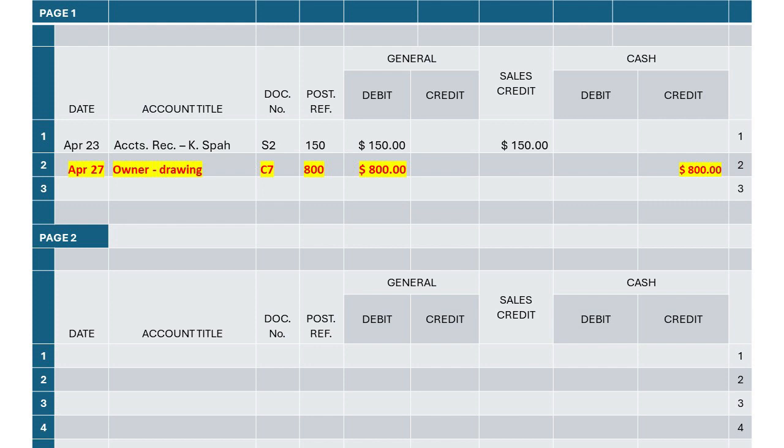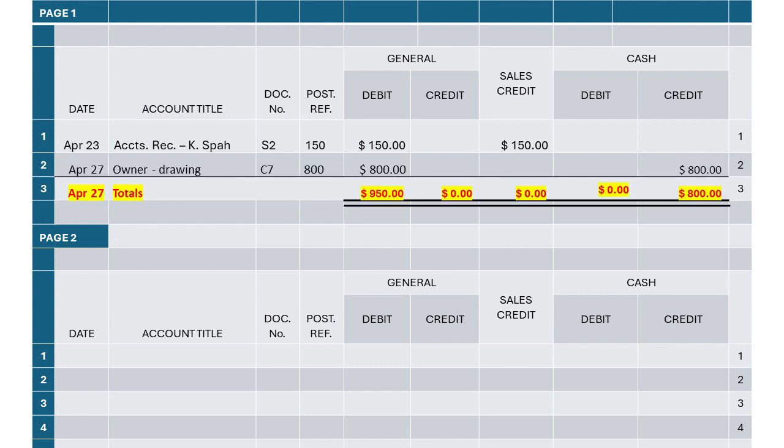Transaction 2, April 27th, paid cash to owner as a withdrawal of equity, $800 C7. On page 74, you can see an example. We put in the date, 27th of April. The account title is Drawing, and the source document is Check 7. We put $800 under General Debit and $800 under Cash Credit. These are done on page 1 of the journal.